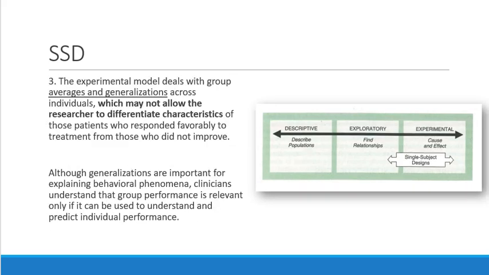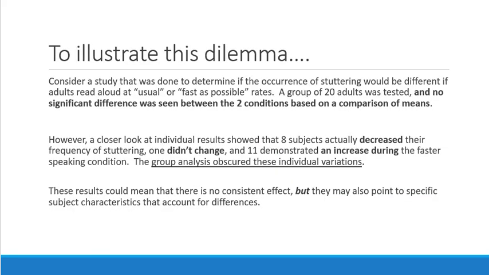The experimental model deals with group averages and generalizations across individuals, which may not allow the researcher to differentiate characteristics of those patients who respond favorably to treatment from those who do not. Although generalizations are important for explaining behavioral phenomena, clinicians understand that group performance is relevant only if it can be used to understand and predict individual performance.